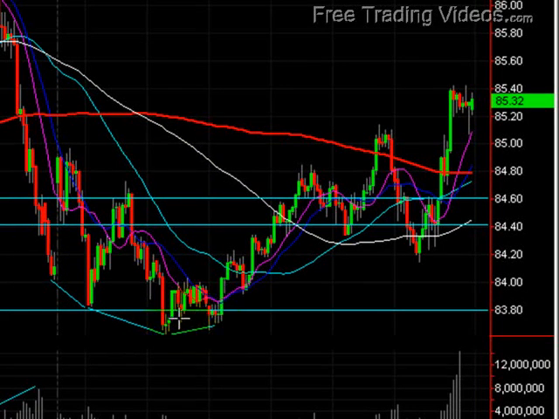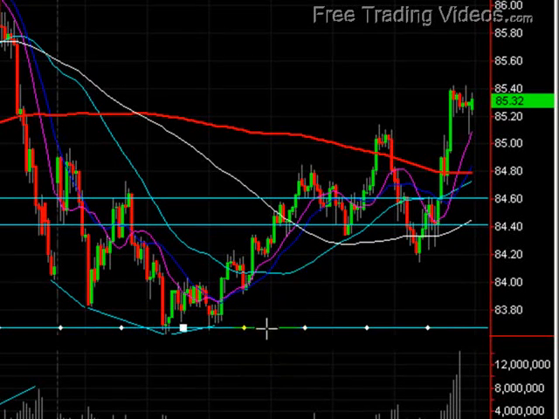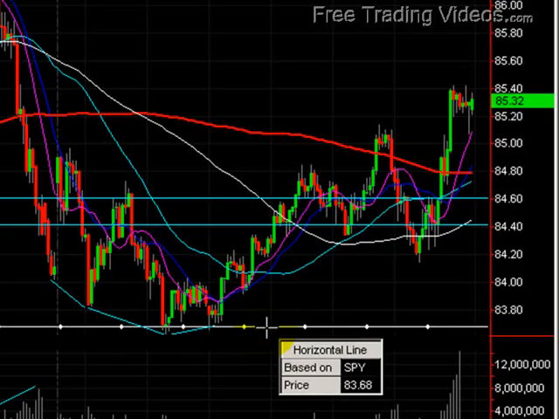So now I know, to my eye, this is significant. This is an inverse head and shoulders pattern right here. You've got shoulder, shoulder, head. There's a higher swing low right here. There's a cup and handle. So that's dramatic enough for me to want to drop a line right there. Right, so that's the 83.68 area.